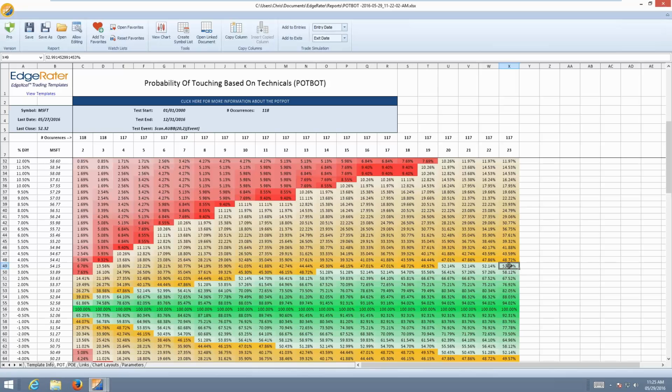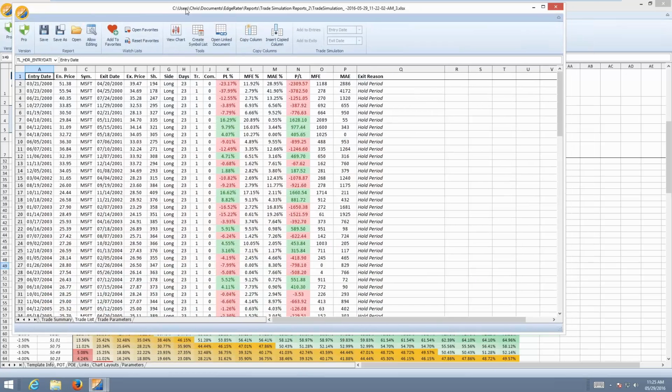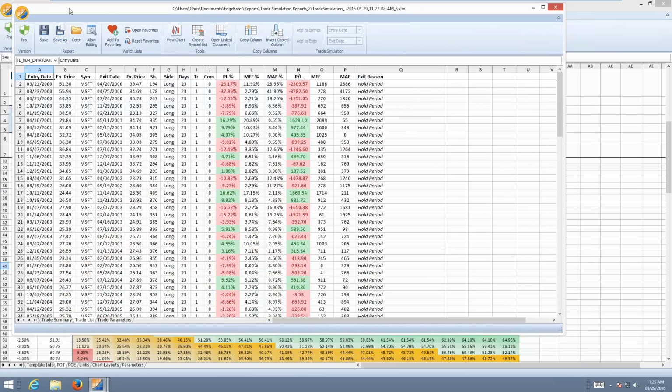If I selected something over there, now my Open Linked Document button is enabled. And if I open that up, I then arrive at the actual trade list of all of the trades that went into running this simulation.